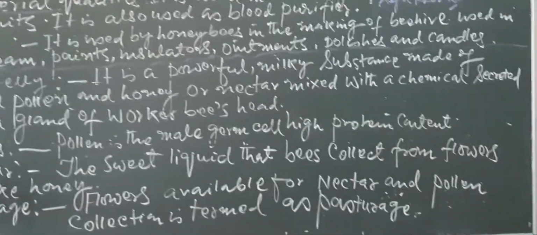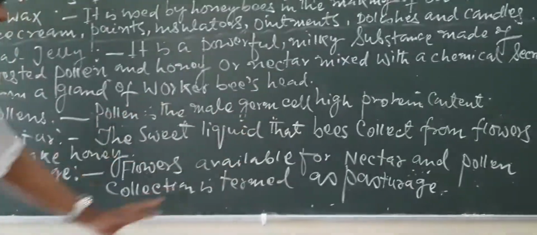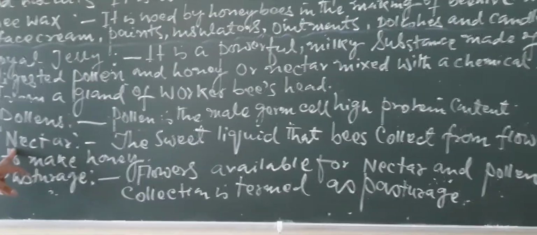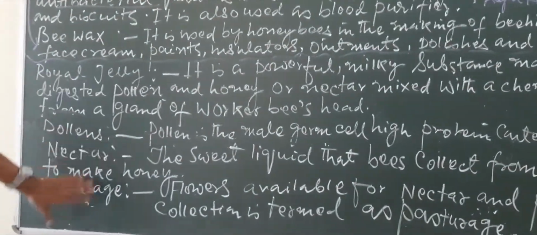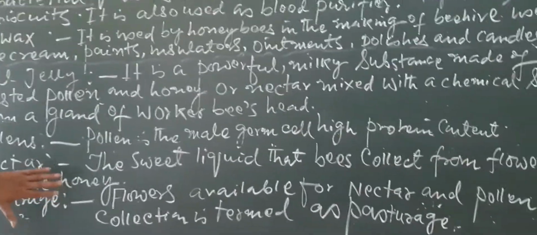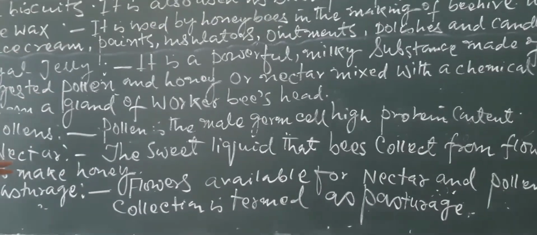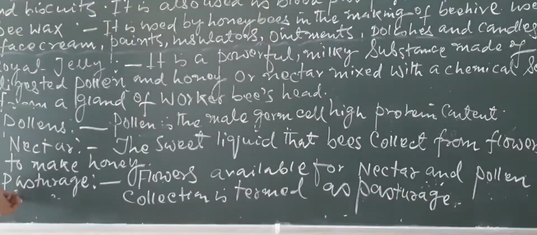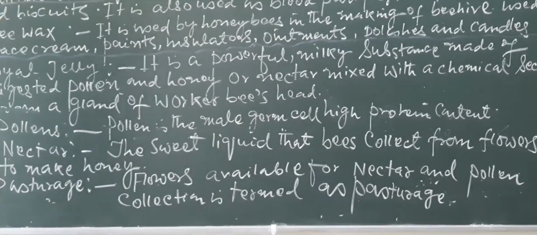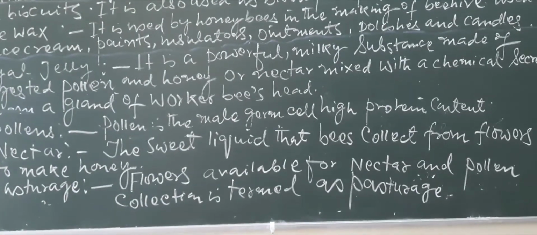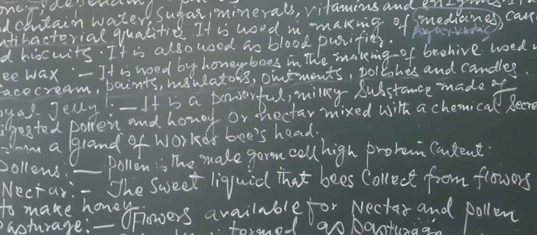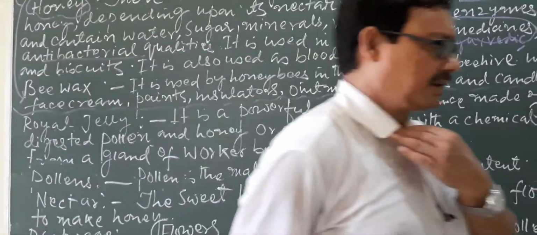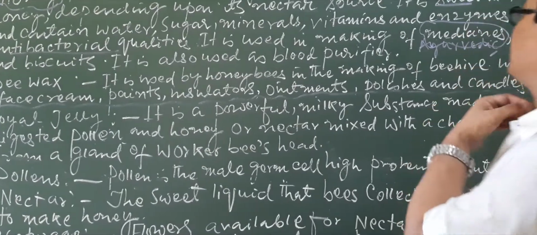And nectar, the sweet liquid that bees collect from flowers to make honey, is known as nectar. These are some terminologies which are essential in regard to beekeeping. That's why I have given them in a very brief manner. Pasturage: flowers available for nectar and pollen collection are termed pasturage. A very brief idea required for your syllabus, and it is the last part of our chapter number 15.